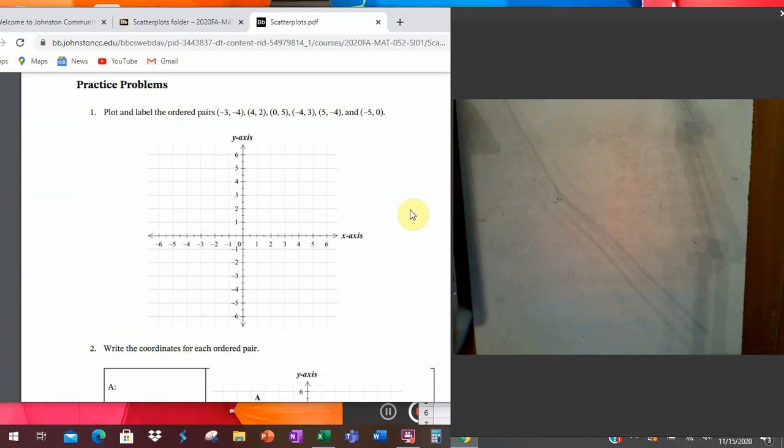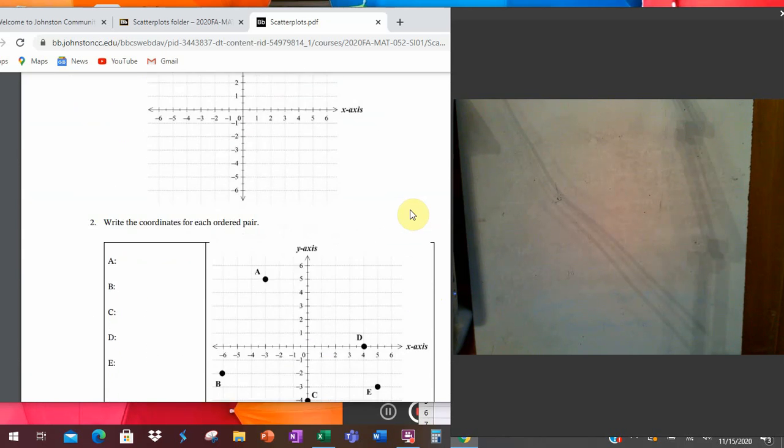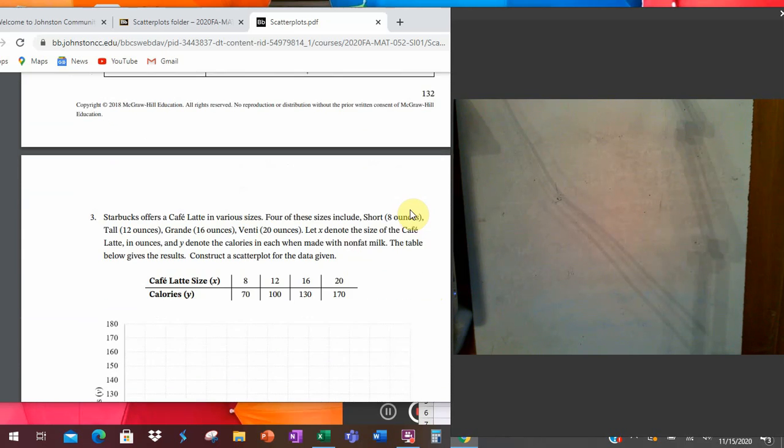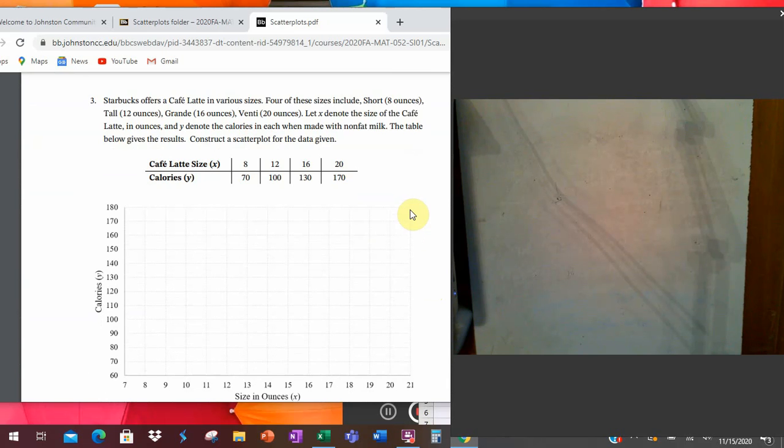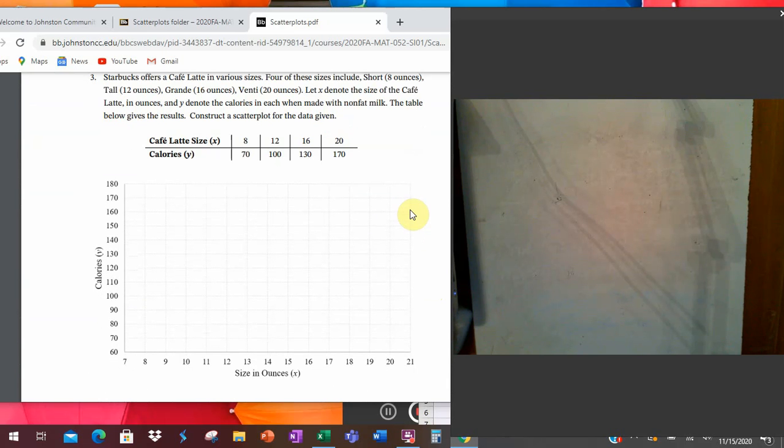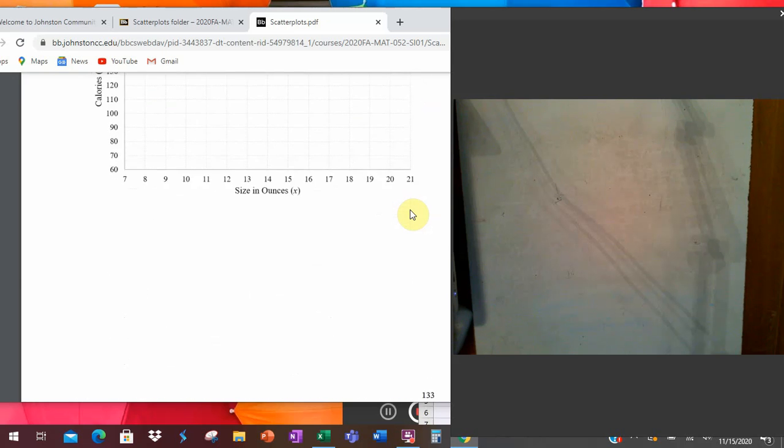Okay, so here's your practice problems. Go through and write those as ordered pairs. Work on that, read them off, put these things in. Try to go through and construct a scatter plot. You should be able to do this, and if the scale is correct, you could just label it directly on the scale.